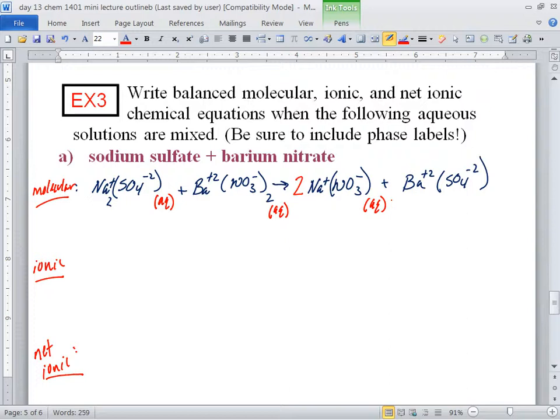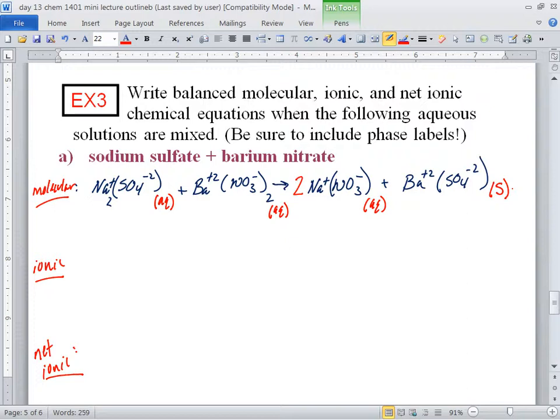Barium sulfate. And just don't forget to put your S on this, otherwise you get docked. Yep, perfect. Yeah, so for the ionic, you see sodium, so it has to be AQ. Nitrate has to be AQ. And then the next step, for the ionic, wherever you see an AQ, you have to break them up.